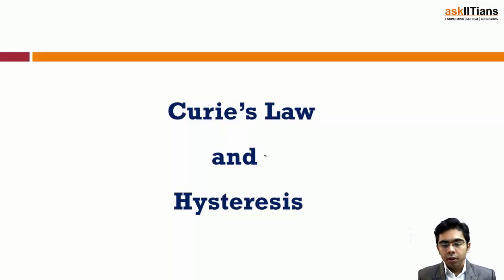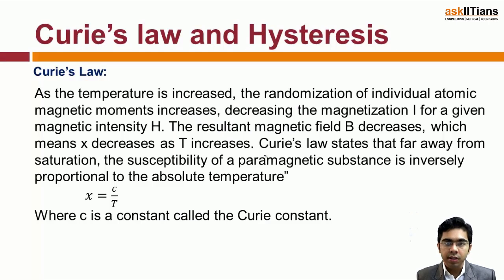So guys, Curie's law and hysteresis. Now let's look first at what Curie's law states. As the temperature is increased, the randomization of individual atomic magnetic moments increases. What do we know? The magnetic moment in the atoms is only because of the movement of the electrons. So Curie's law states that as the temperature is increased, the randomization of the individual atomic magnetic moment increases, so decreasing the magnetization I for a given magnetic intensity H.